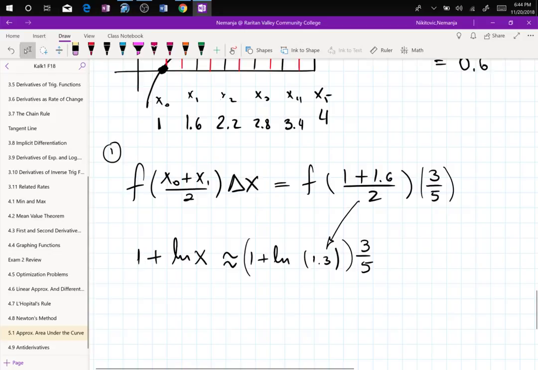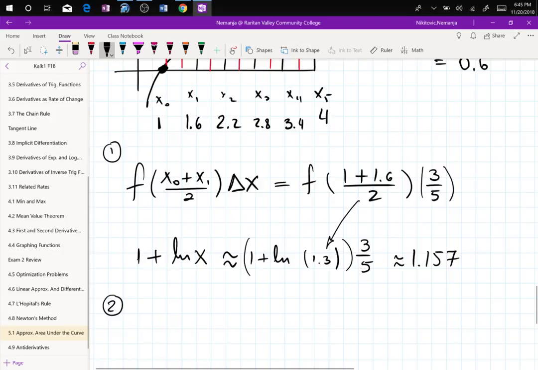You compute this 4 times, right? So 1 plus ln of 1.3 times 0.6. It's going to give me roughly 1.157, and I cut off all the other decimals there. So I am able to compute the first rectangle, right? And then you go and you compute the second, then the third, and the fourth, right? And then you just add those together.